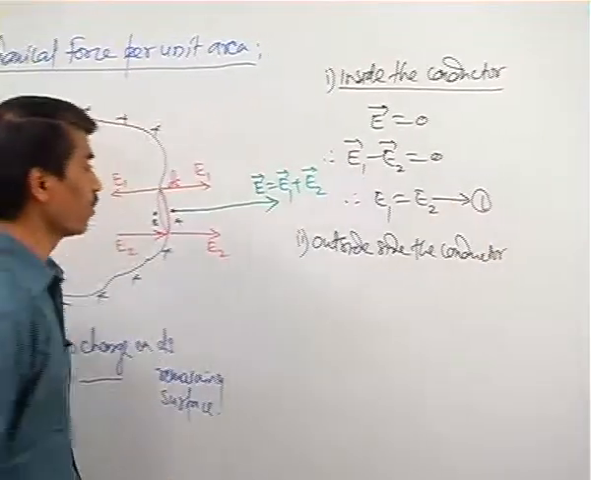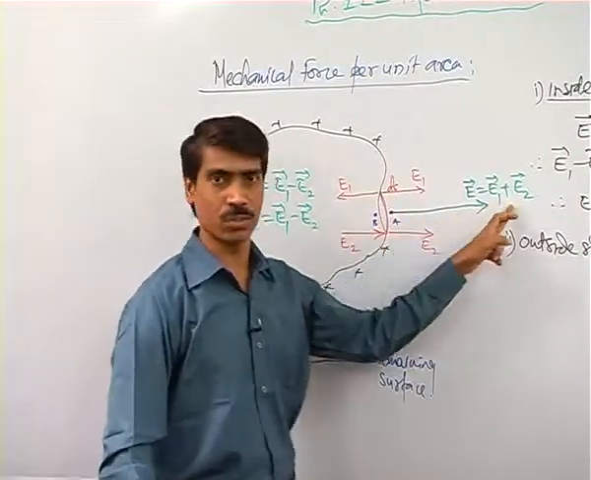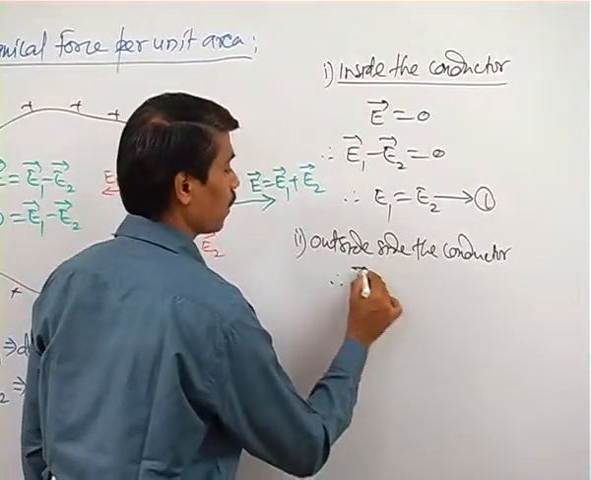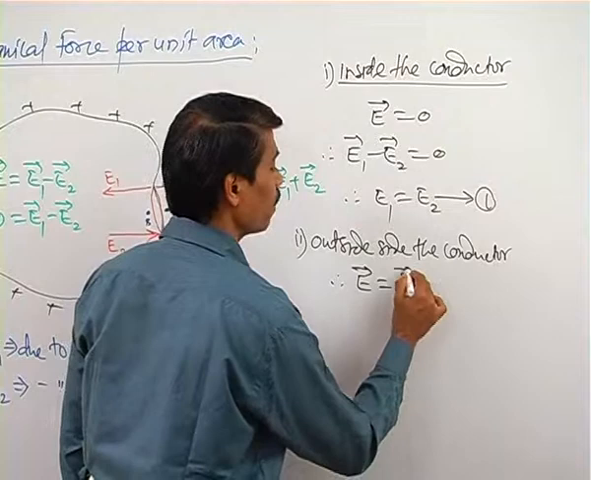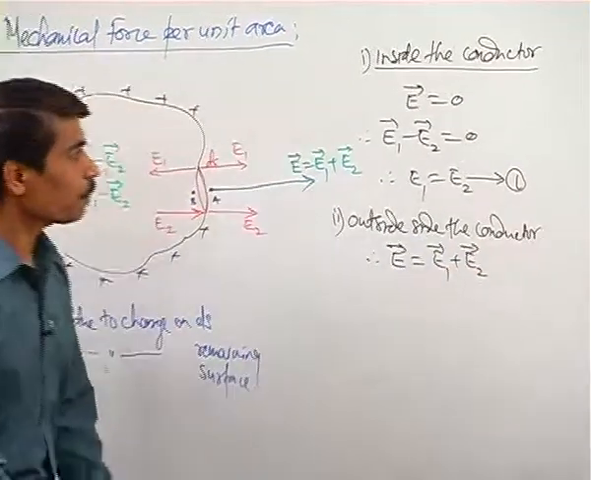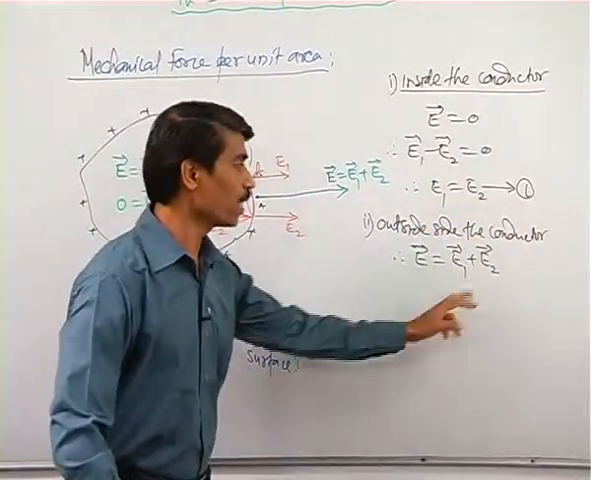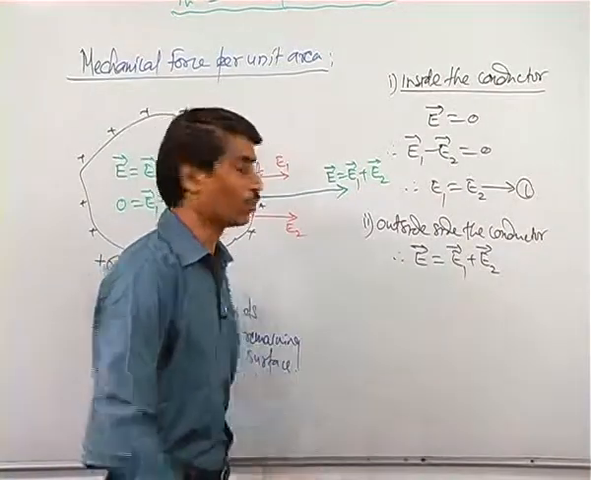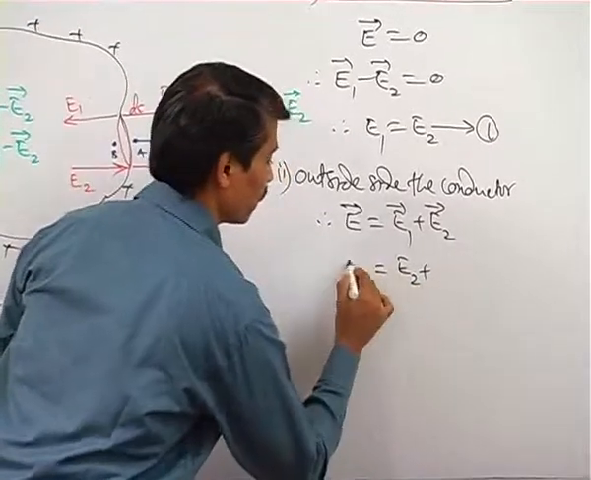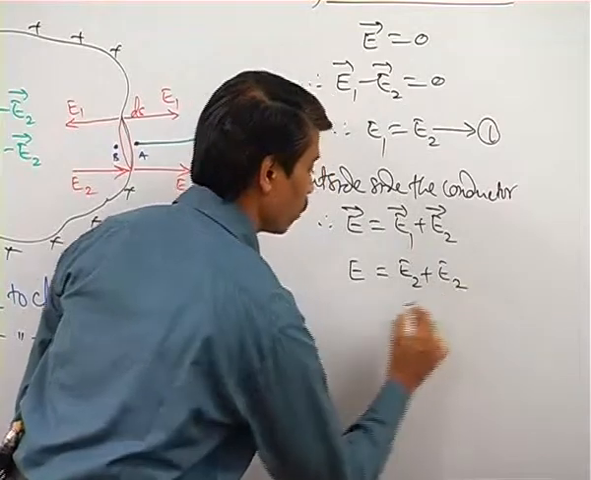Now outside the conductor, you can see the direction of E1 and E2 are the same, therefore the resultant is the vector sum of these two, and therefore E bar is equal to E1 plus E2. These are vector quantities. Now E1 and E2 are equal from equation number 1, so I am putting the value of E1 as E2. Therefore we get E2 plus E2. The resultant intensity in magnitude we can write E is equal to E2 plus E2, that is equal to 2E2.